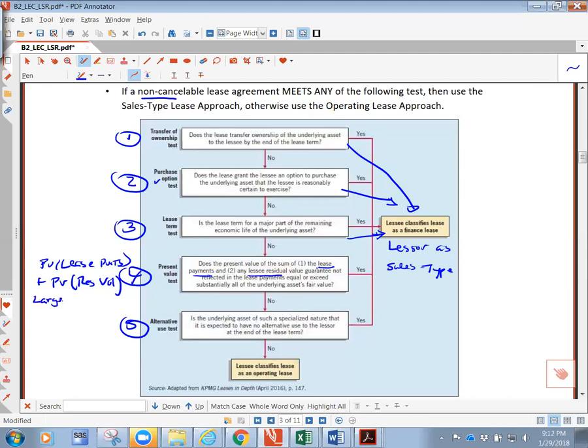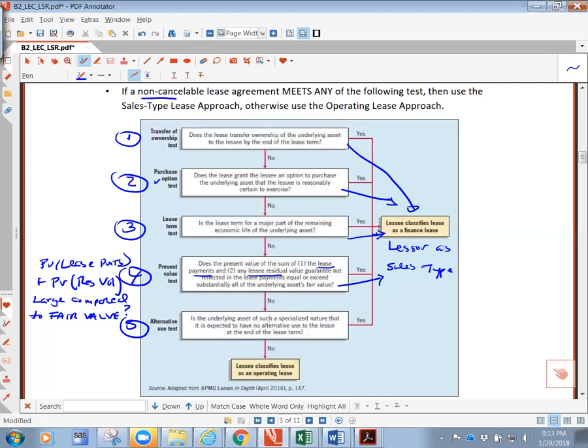so large compared to fair value, which would be an estimate of what you could buy or sell the asset for, then it qualifies. So say the present value is 70,000 and you could sell the thing for 100,000. That's maybe substantially all. So there is some judgment in practice. What I'll say is that the problems we'll deal with will be really extreme, so you can tell right away whether it's a sales type lease or not.